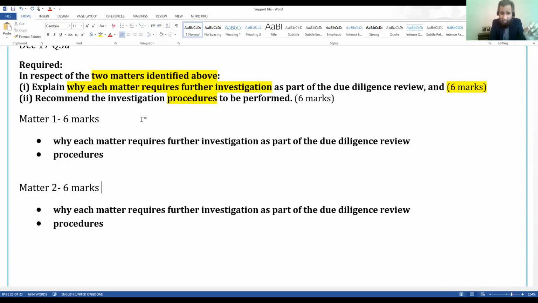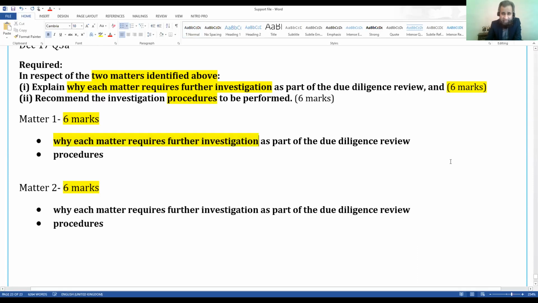Now, when you have 6 marks, how many things do you have to do for matter 1? For 6 marks, how many things for matter 2? Two things, right? Procedures and why. Now, why does each matter require further investigation?